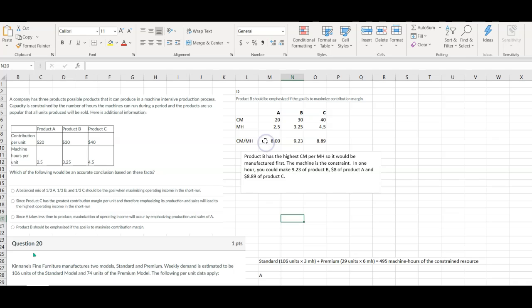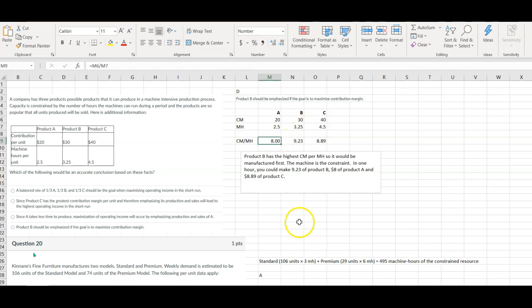That would mean for every hour of time, we could get $8 of contribution margin for product A, $9.23 for B, and $8.89 for C. Do you see that? So it's the contribution margin divided by the constrained resource, which is hours on this machine. The one that makes the most per hour would be product B. So what we would do is make all of B that there was demand for, and then probably follow it by C and then by A.